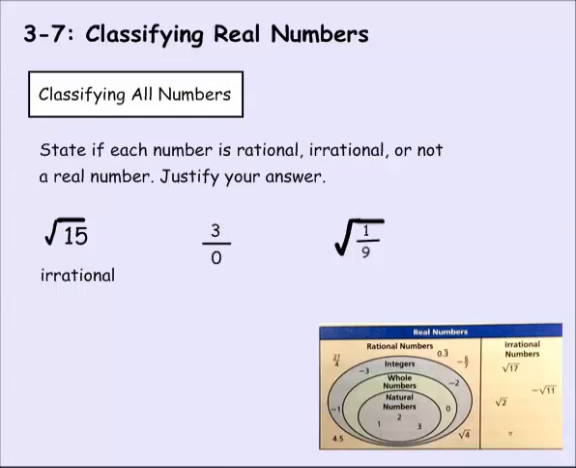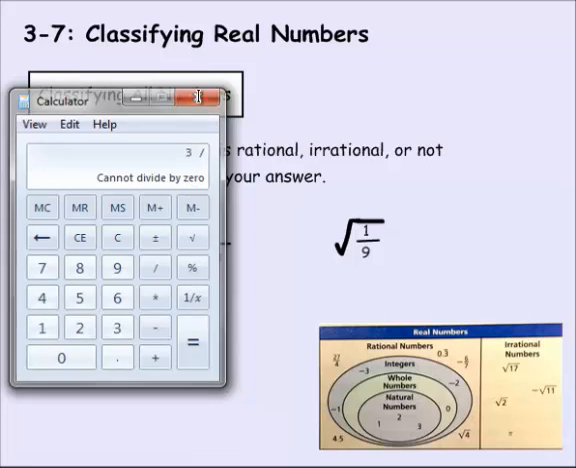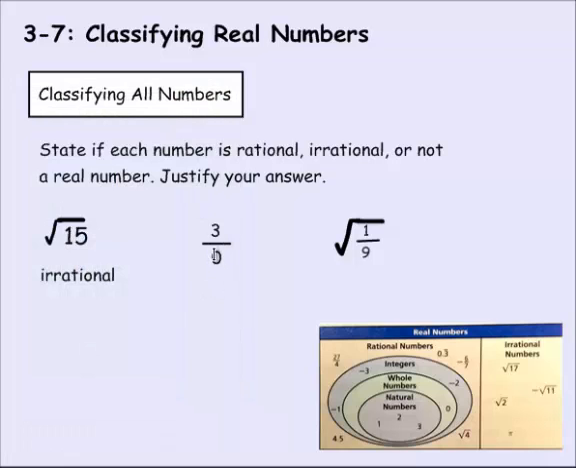Here we have 3 divided by 0. See this? We cannot divide by 0. We just broke that rule. So this is actually not even a real number. You can't even do this. It's imaginary. So it's actually not a real number. So you say not real. You can't divide by 0.